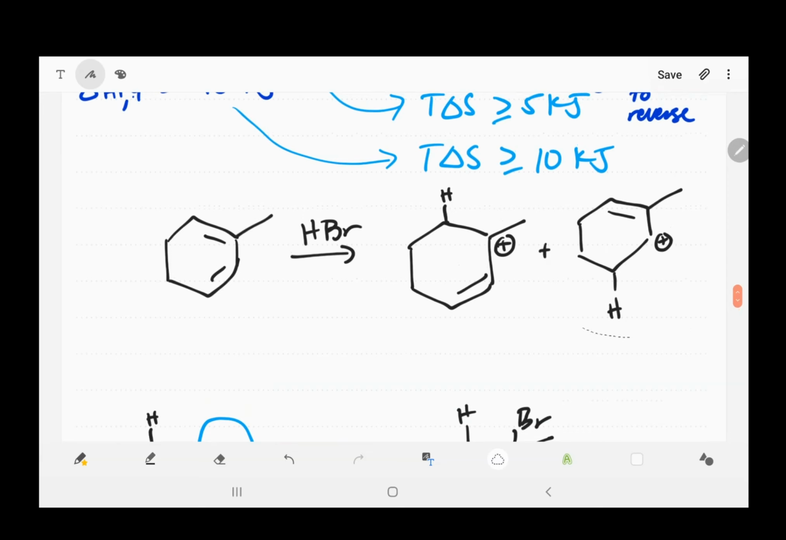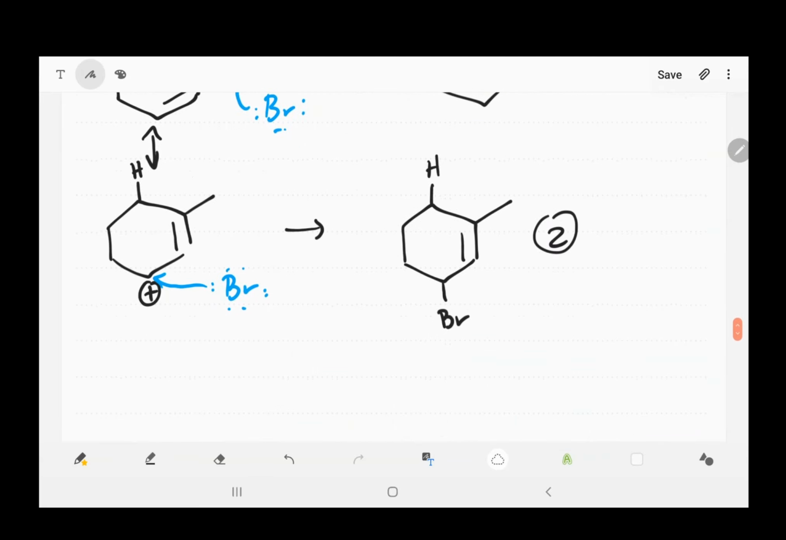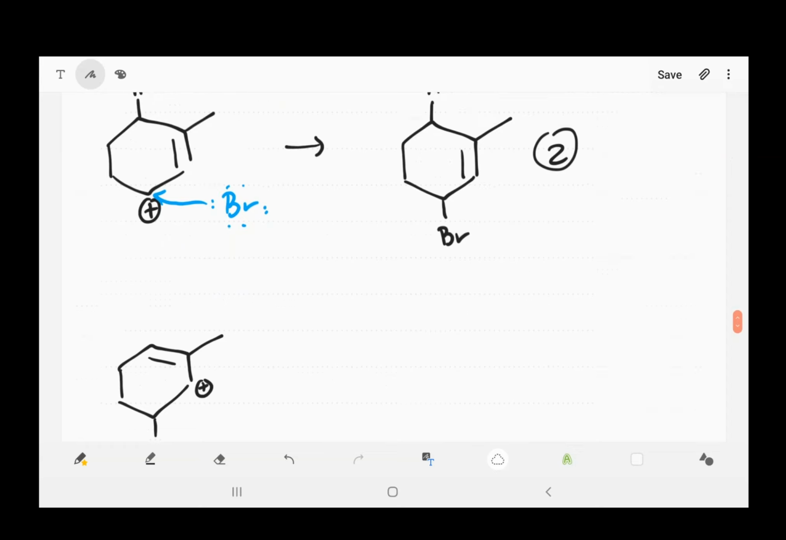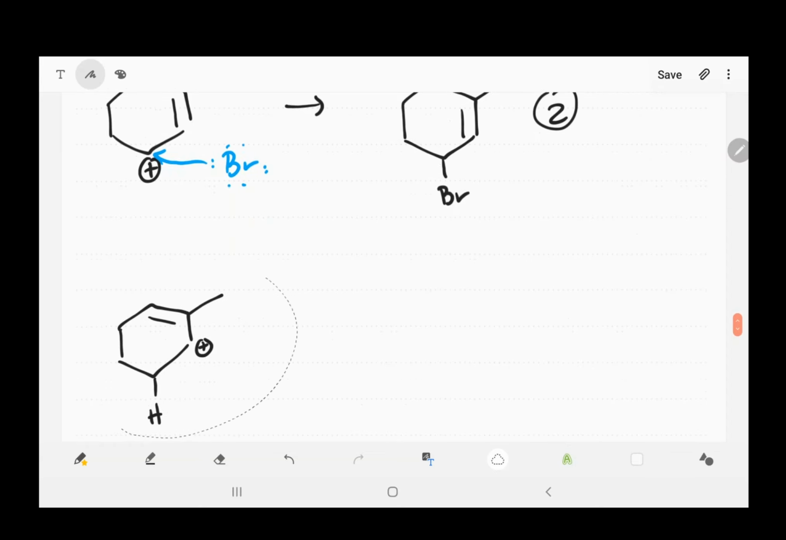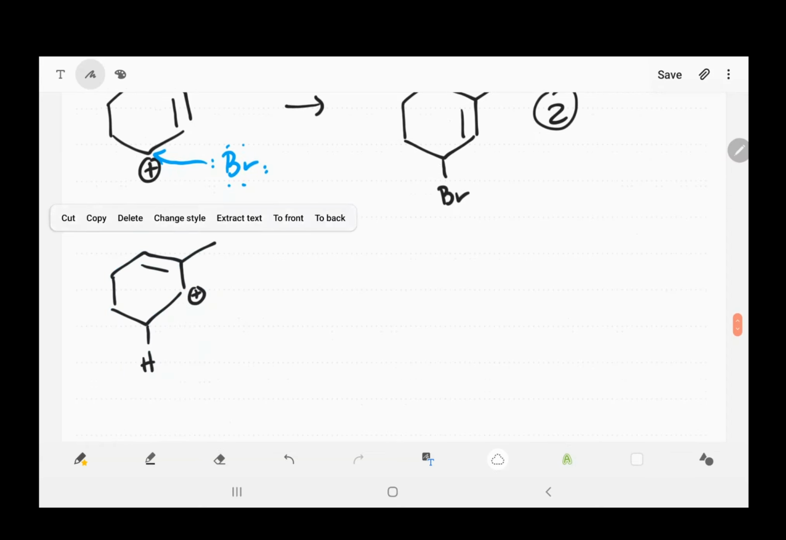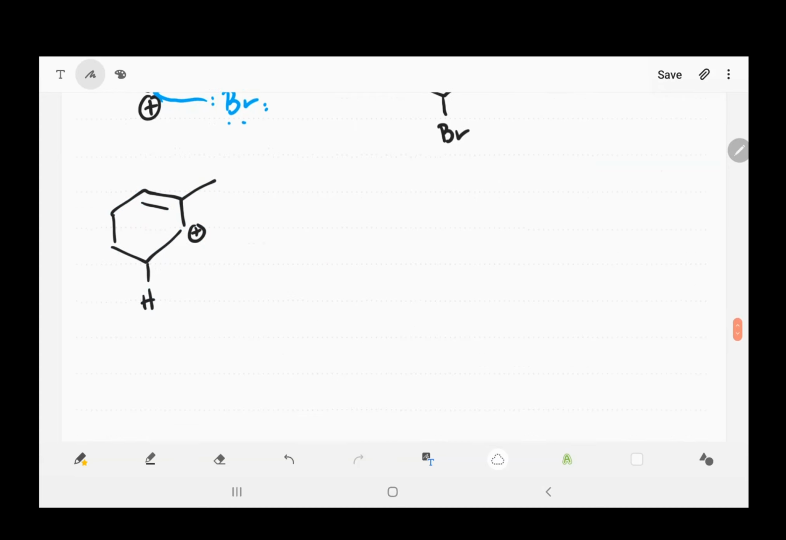So with this, let's take a look at this one now and see what products we end up getting out of this one. So whichever side we attack with matters this time because we're asymmetrical. Move it up a little bit. With this one too, we can resonate just like before. We're going to get a 1,2 and a 1,4 product from this, just on this side of the molecule.